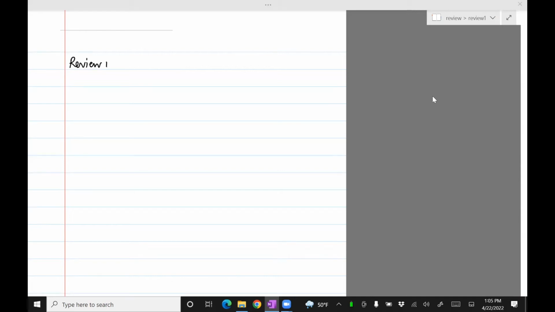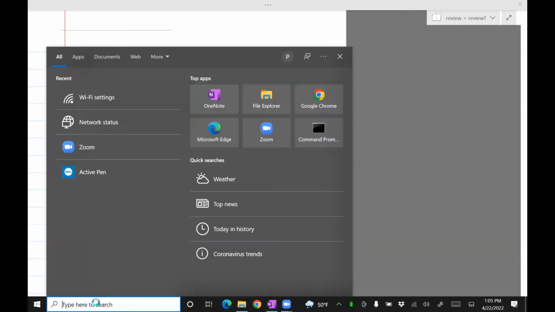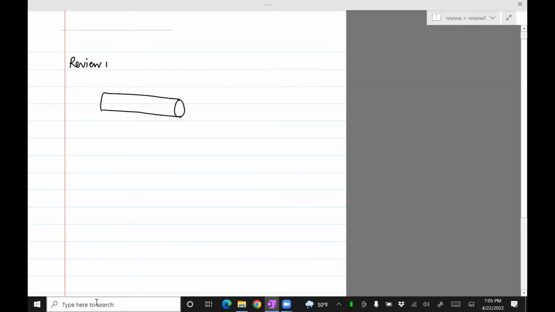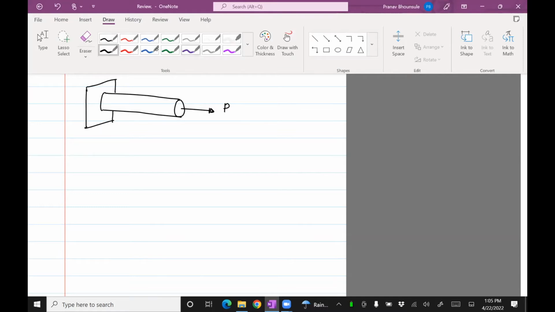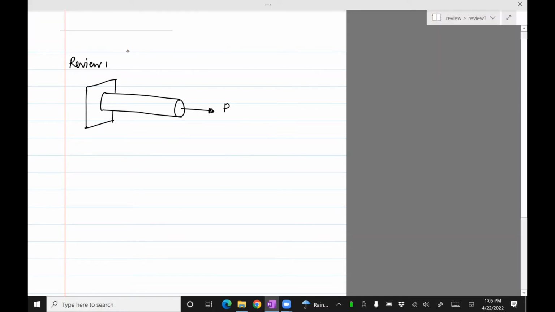Review 1. So if you have a shaft, and I'm just going to draw a circular one, but you can have any geometry, and then it's subjected to a load, a force P. Okay, then the stress at, let's say that we want to compute the stress at some element like this.